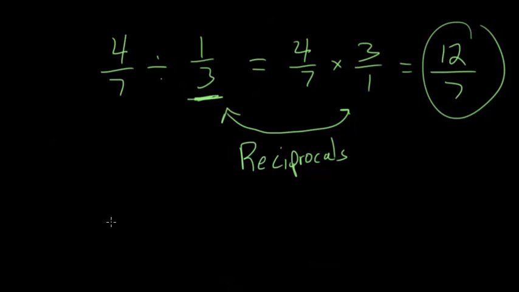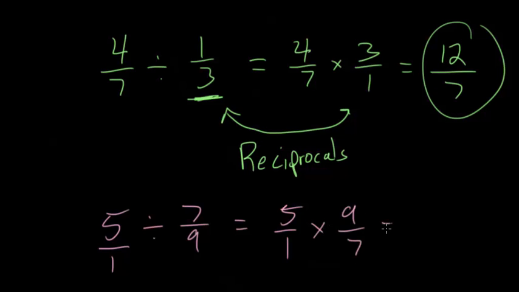Now you could have a problem where, let's say we have the whole number 5 divided by 7/9, and we will again change this to multiplication. And basically you can always take a whole number and put it over 1. Since if you divide or even multiply by 1, it doesn't change the answer. So 5 divided by 1 is the same thing as 5. And we do this so that when we change it to multiplication, it's more obvious that we multiply straight across with these fractions. So 5 times 9 is 45, and divided by 7.